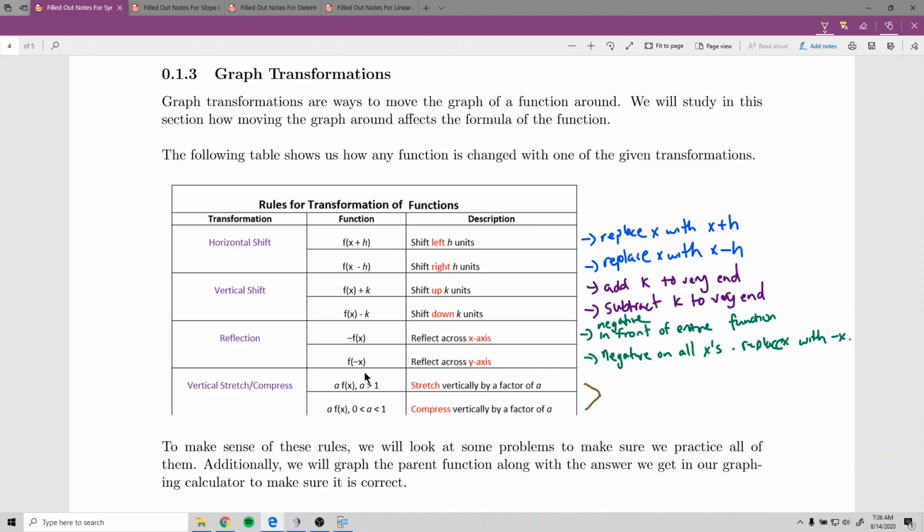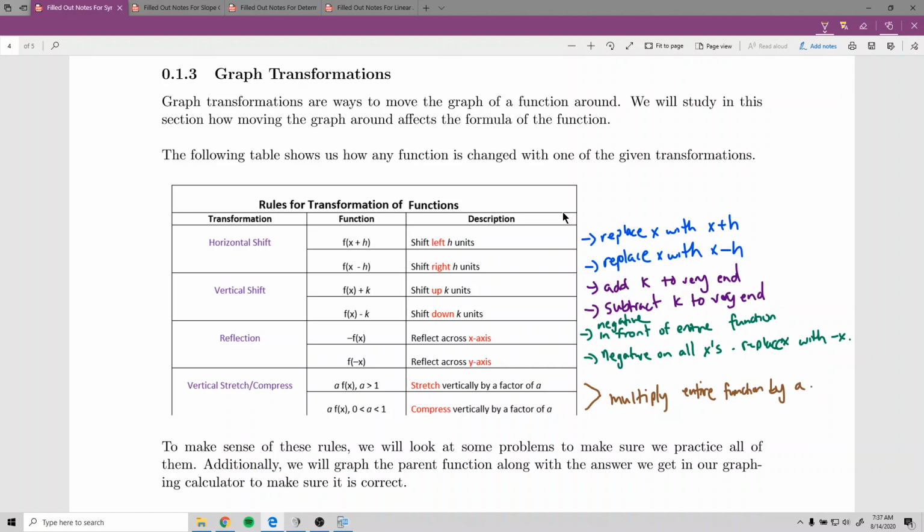So let's say you're 6 feet tall. If you want to stretch yourself out, you'll get bigger. So you'd multiply your height, let's say by 2, and you'd become 12 feet tall. A little too tall, but that's why it's called stretch. If you get shorter, let's say to 3 feet, then it's like multiplying your height by 1/2. So it's smaller than 1. But these are saying multiply the entire function by a.